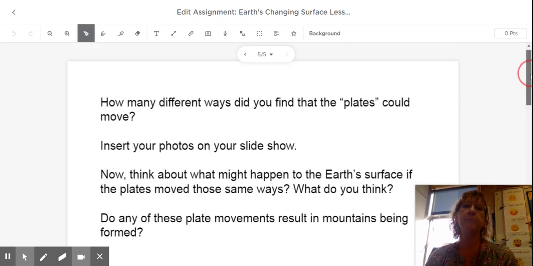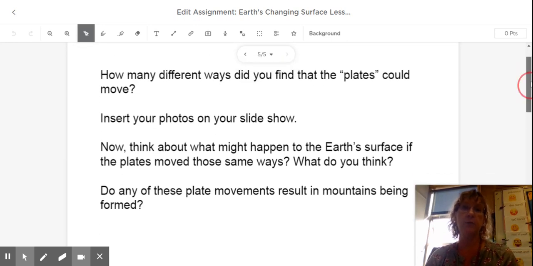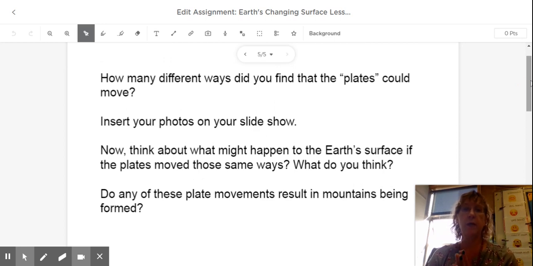So then the thought is, well, what would happen to the Earth's surface if they were to move like that? You have this slide and you need to answer these questions. How many different ways did you find that the plates could move or your hands could move? We found 3 different ways, right? Side to side, they could move apart, or they could come together. So your job is to draw on a piece of paper those 3 different ways. Draw little hands. They don't have to be perfect. It's not an artistic thing. It's just to demonstrate what you learned, okay?